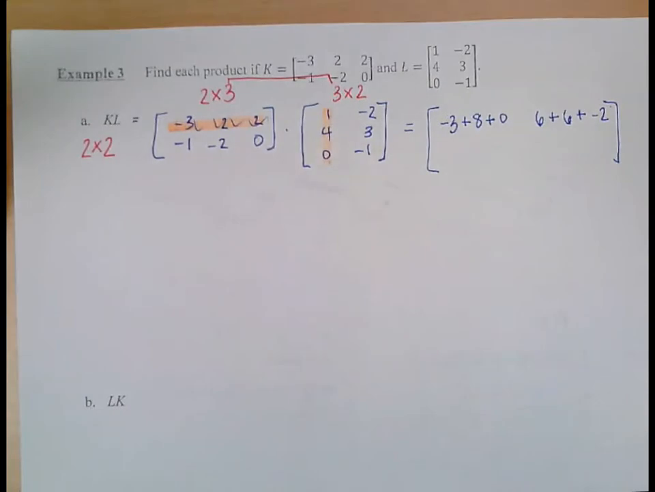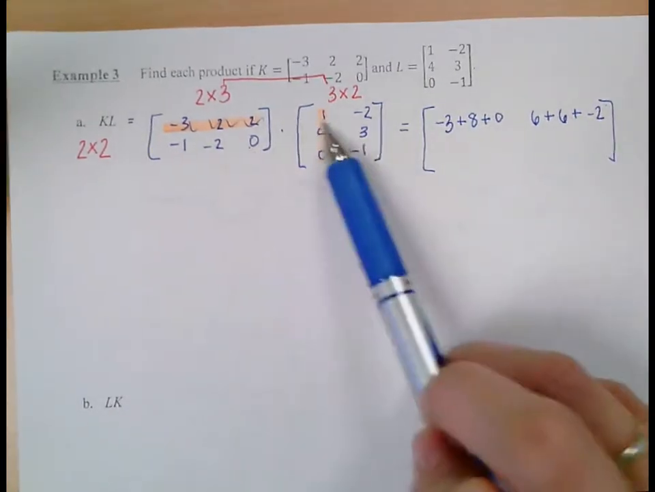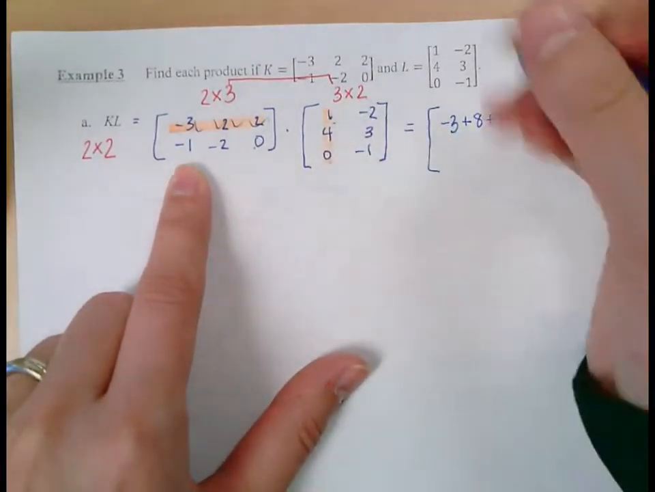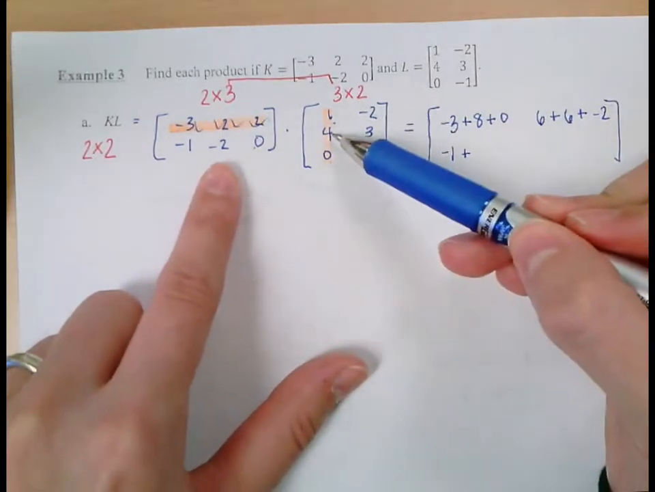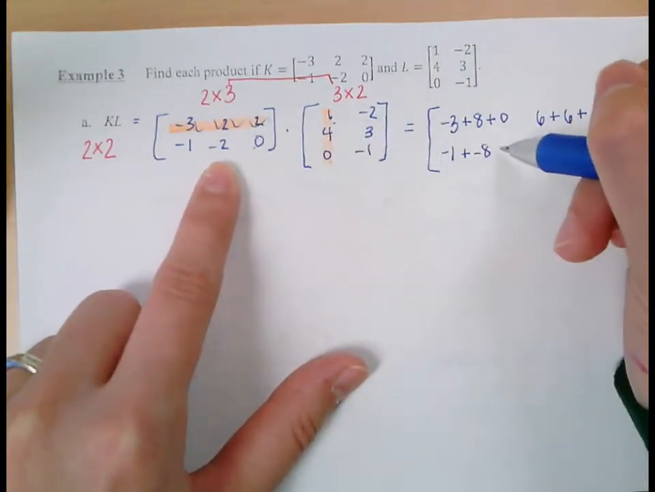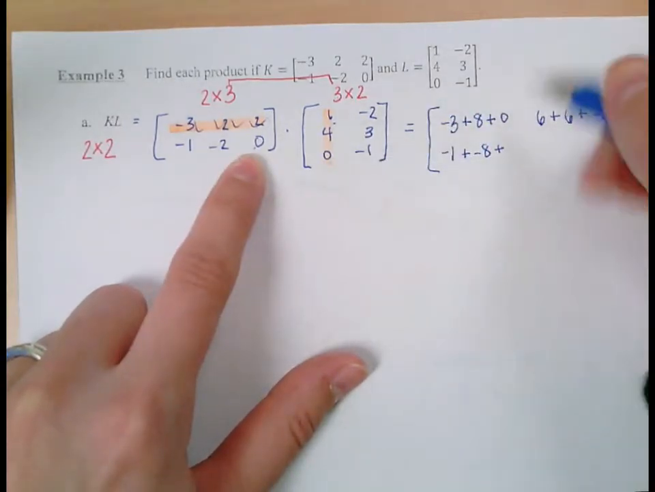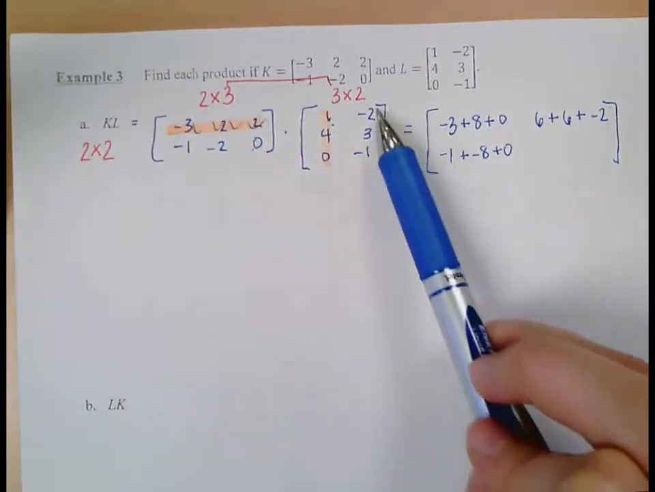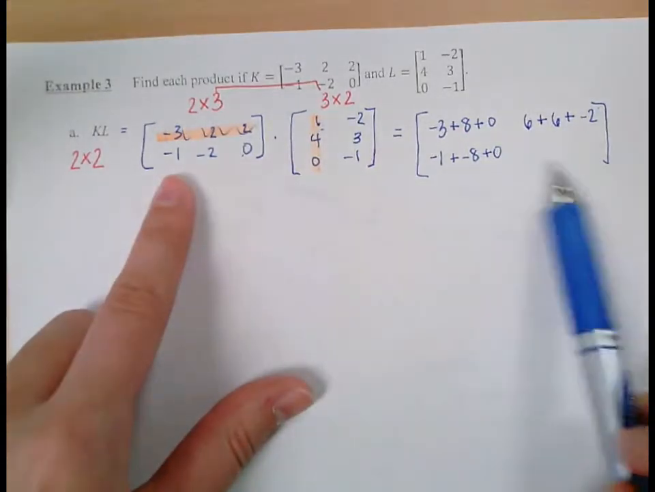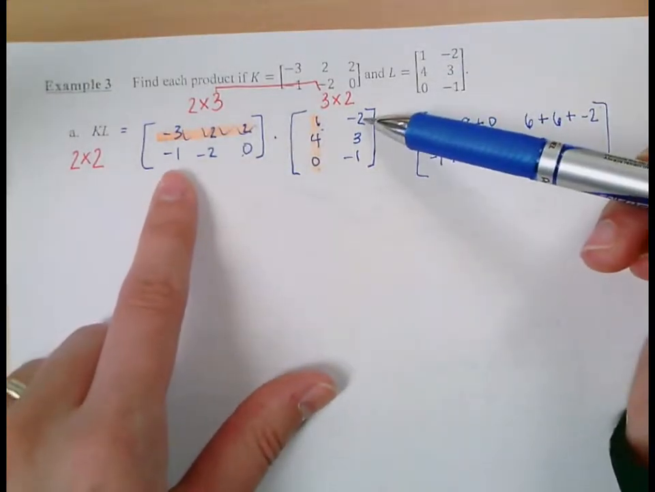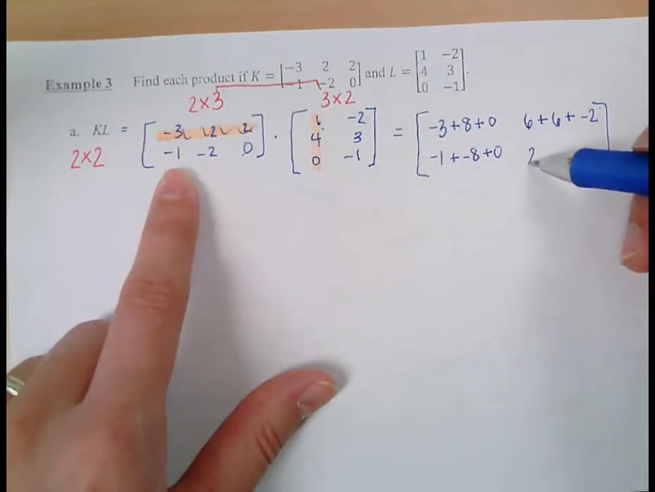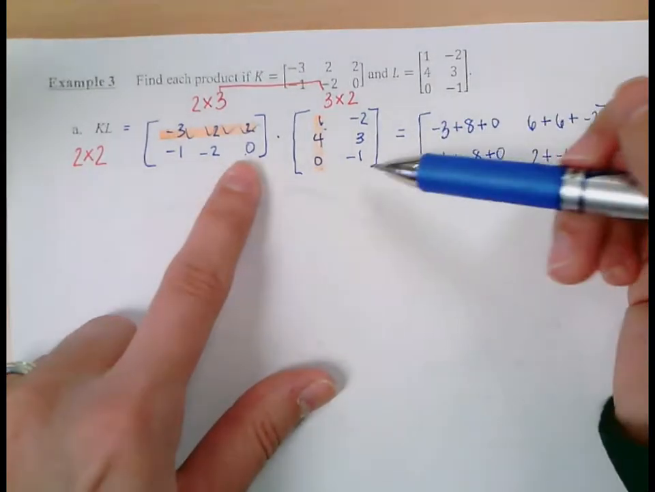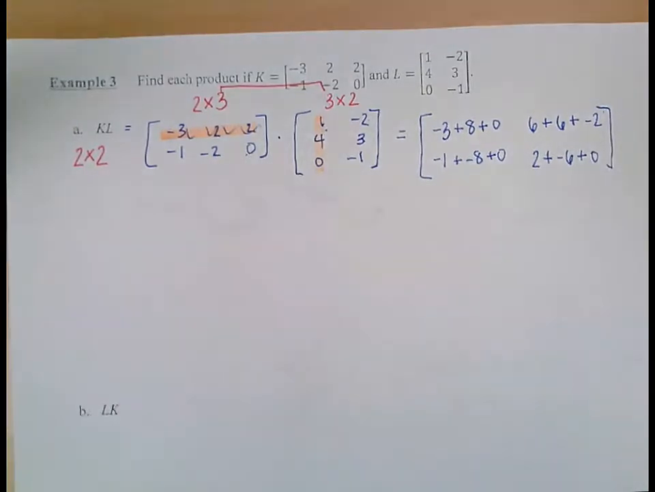I now do the same thing with row 2. So I multiply row 2 by column 1. First elements are -1 and 1, so -1 times 1 is -1, plus -2 times 4 is -8, plus 0 times 0 is 0. And then I have row 2 times column 2, and that'll be my last element. So the first element's -1 times -2, that's +2, plus -2 times 3 is -6, plus 0 times -1 is 0.